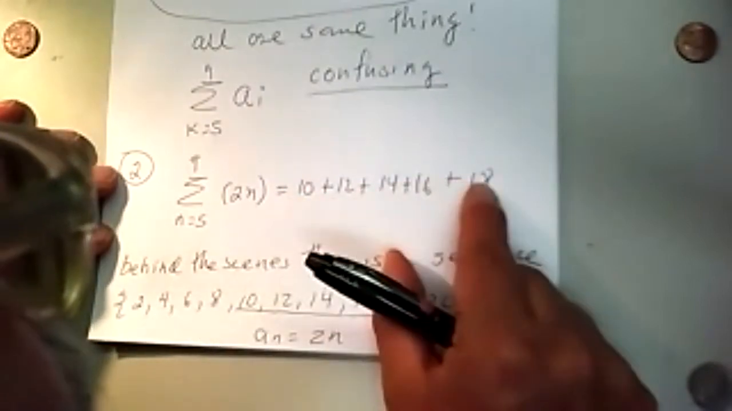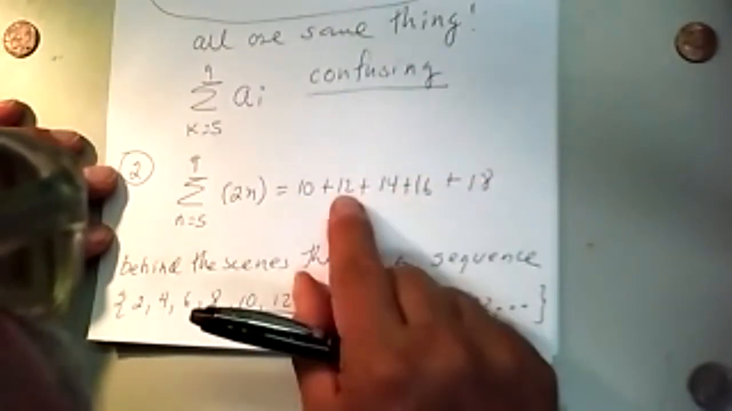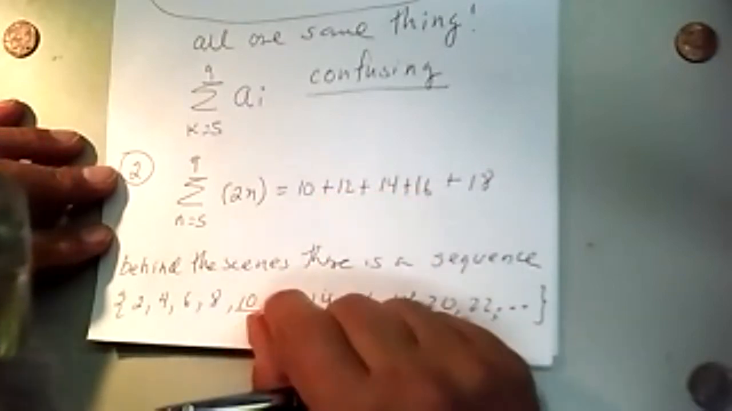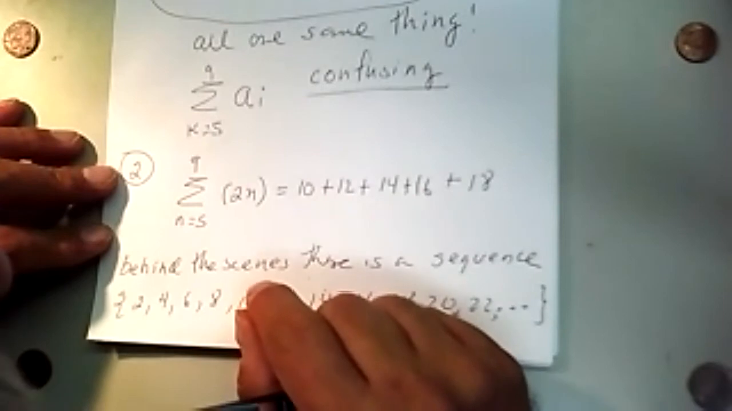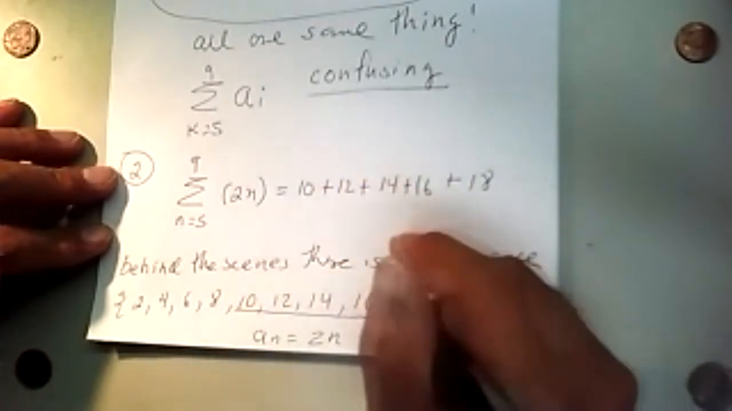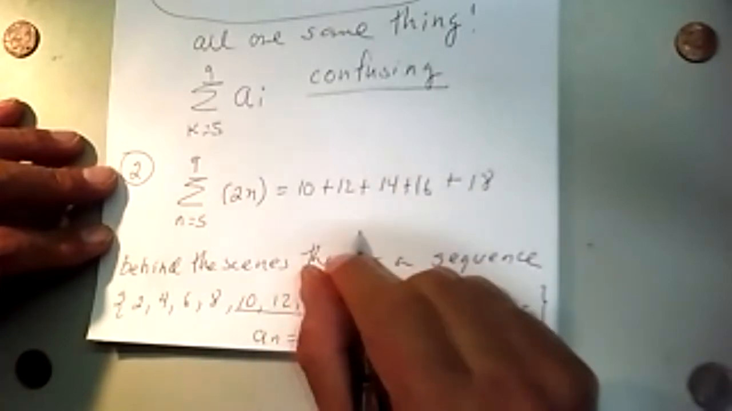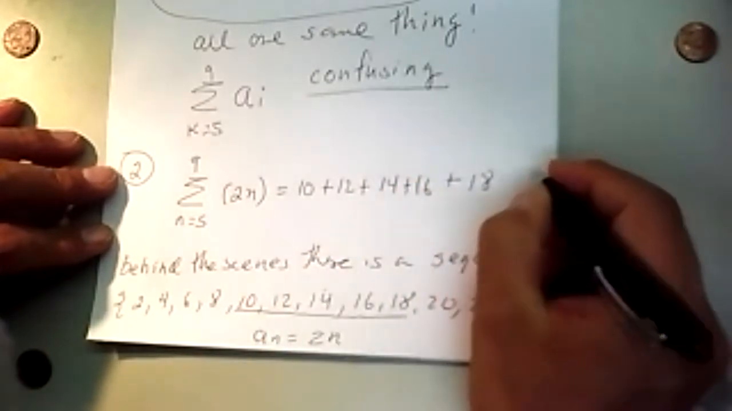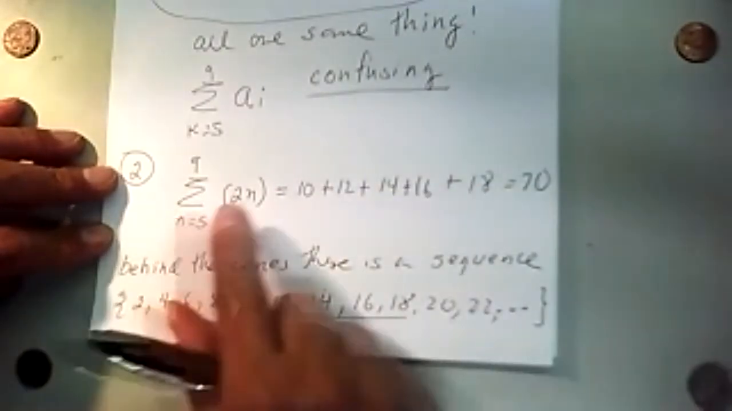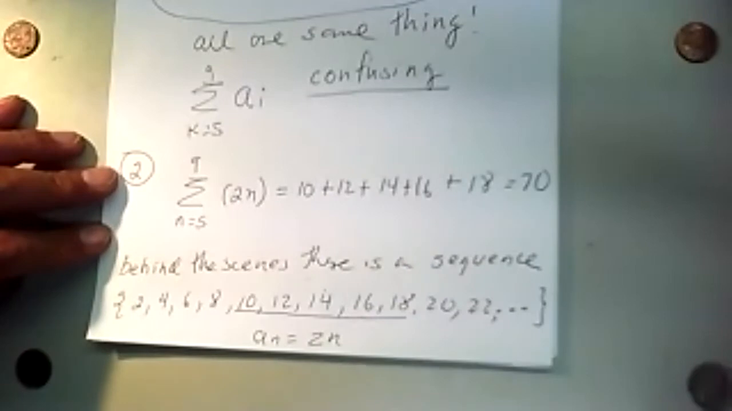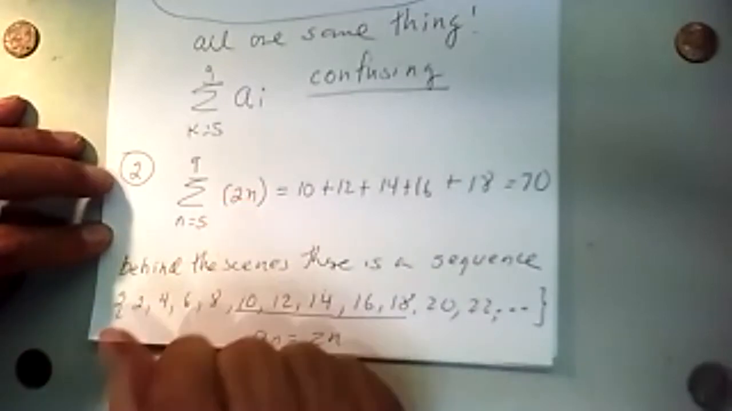So 10 and 18 is 28, 12 and 16 is 28 again, and 14, I think that is 28 and 28 is 56. Yeah, that is going to give us a grand total of 70. So this sum is 70. Okay, and we can use different formulas there.